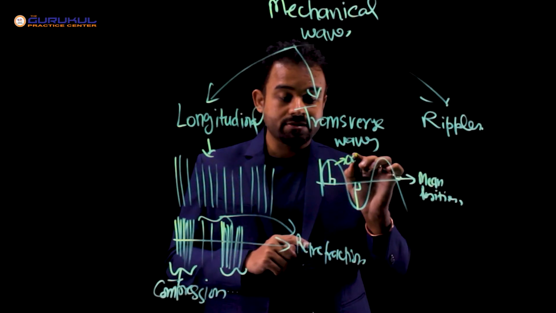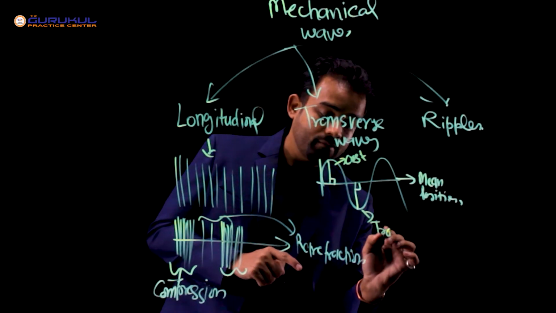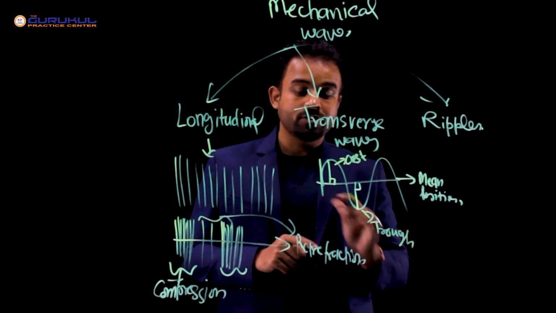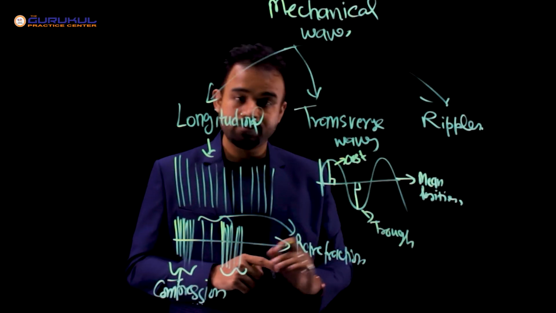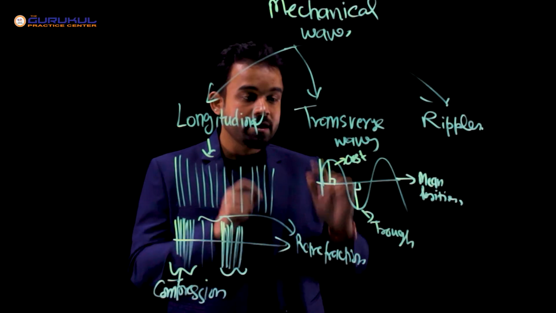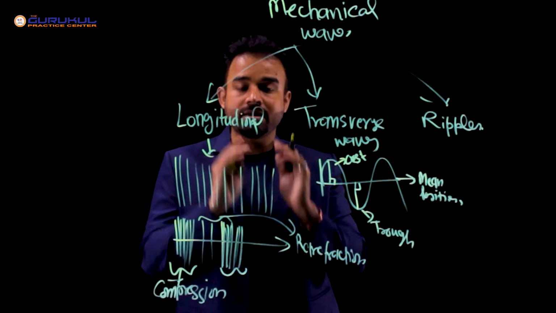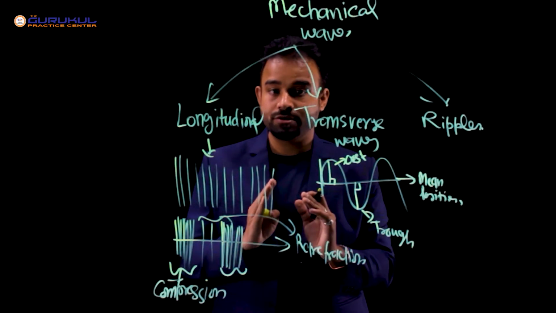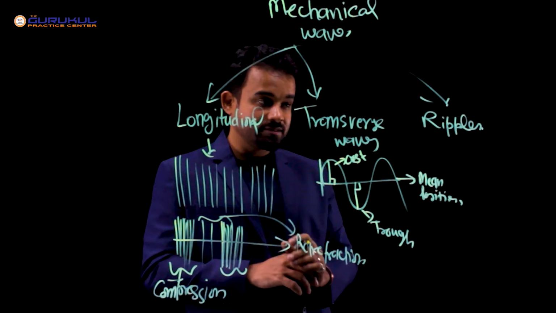the form of crest or in the form of trough. The part above the mean position is known as crest, and the part below the mean position is known as trough. So transverse waves are the waves in which the particles travel by making a 90-degree angle with the mean position, either in the form of crest or in the form of trough. So these are transverse waves.